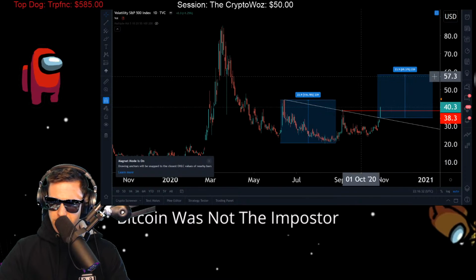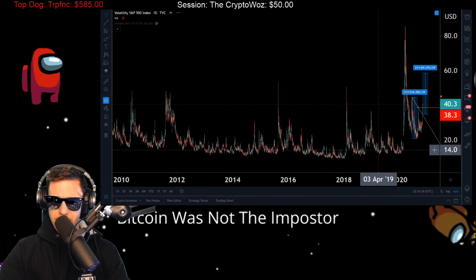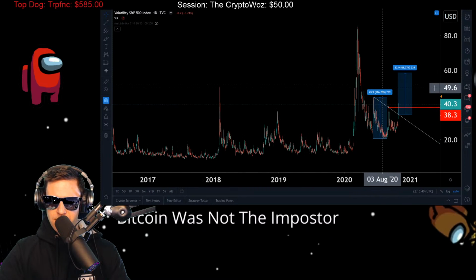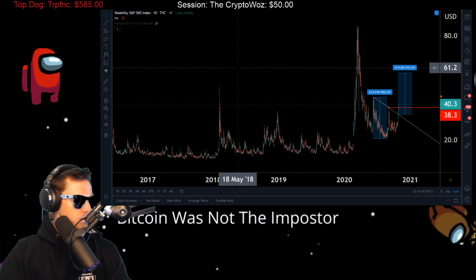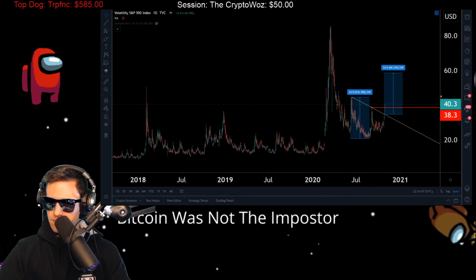We drew out this measured move kind of pattern. We noticed some kind of irregularities. The VIX shot up in February, March when we saw markets sell off, pretty much across the board.